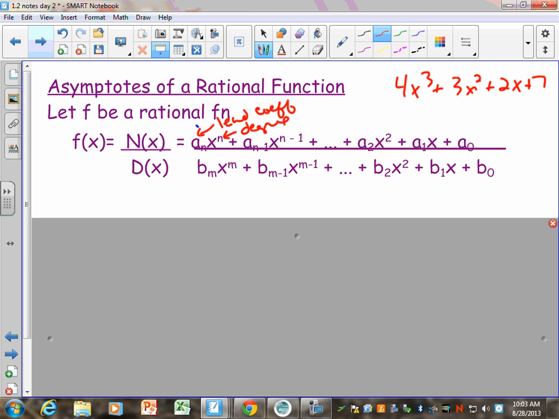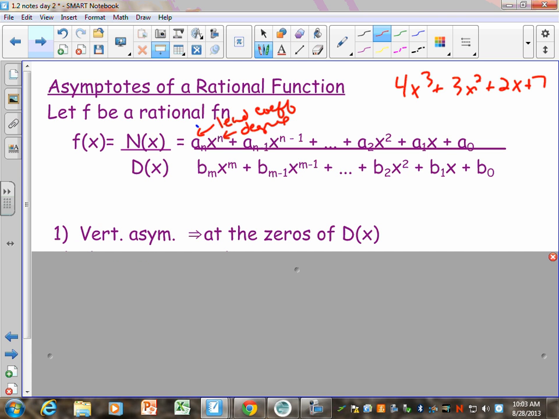Two ways to do asymptotes. We have vertical asymptotes and horizontal asymptotes. Vertical asymptotes are the easiest because you've been doing them for a long time. You did them on your homework yesterday when you were doing domain. You just set the denominator equal to 0 and solve.